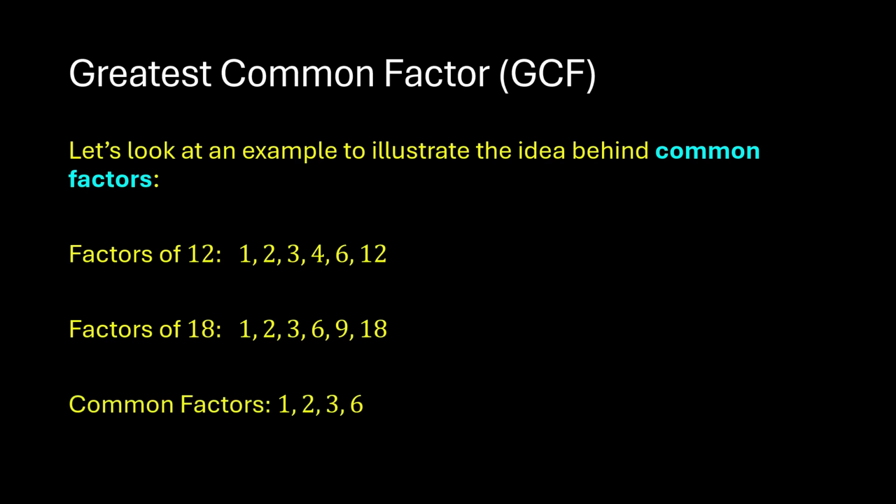The greatest common factor is the largest factor shared by both numbers. So in this case, it's the number 6. And therefore we have that the greatest common factor of 12 and 18 is equal to 6.